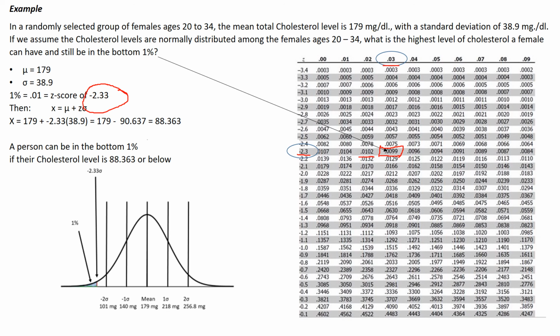I got my mean of 179 plus negative 2.33 times my deviation of 38.9. 179 minus 2.33 times 38.9 is 179 minus 90.637, which is 88.363. So a person in the bottom 1%, if the cholesterol level is 88.363.